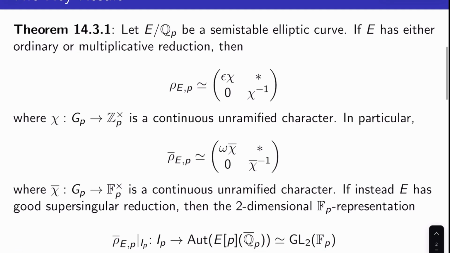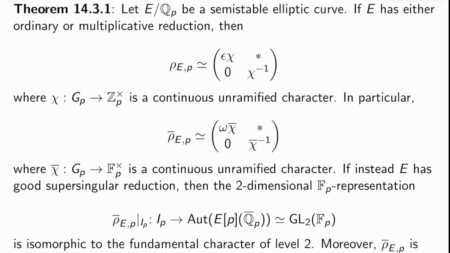Let's get into it. Here was the theorem. This is one of the earlier videos in this chapter. It says let E over Q_p be a semi-stable elliptic curve. If E has either ordinary or multiplicative reduction, then rho_{E,p}, the p-adic representation attached to E, is isomorphic to epsilon chi, star, 0, chi inverse, where epsilon is the p-adic cyclotomic character, and chi from G_p to Z_p cross is a continuous unramified character. In particular, rho bar_{E,p} is omega chi bar, star, 0, chi bar inverse, where omega is the mod p cyclotomic character, and chi bar from G_p to F_p cross is a continuous unramified character.